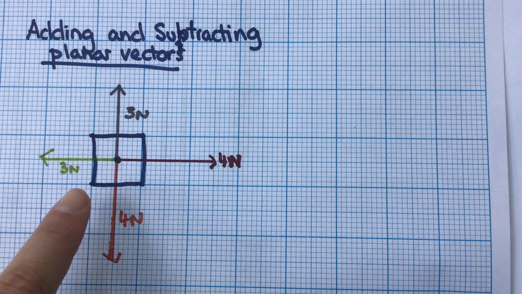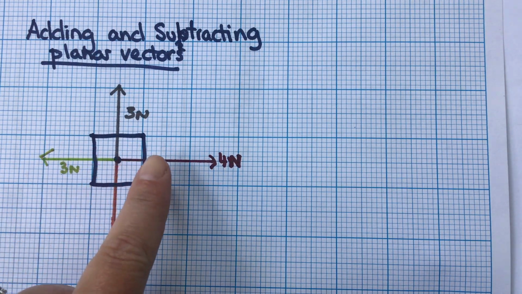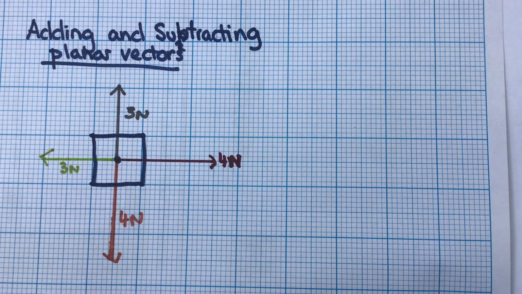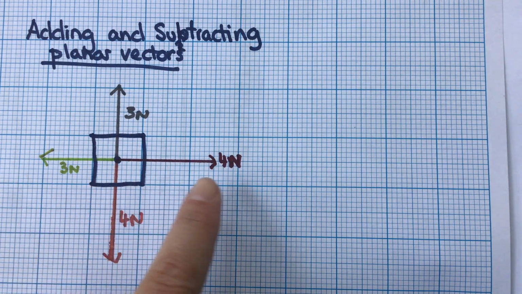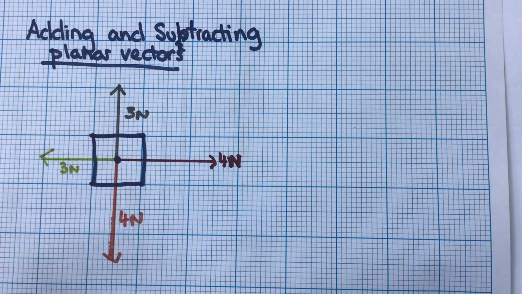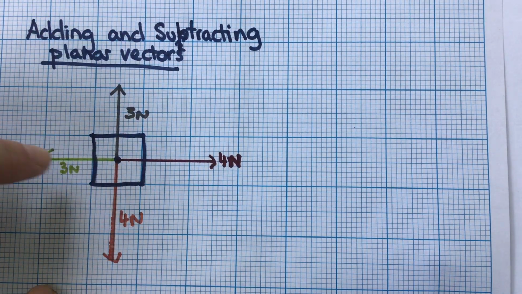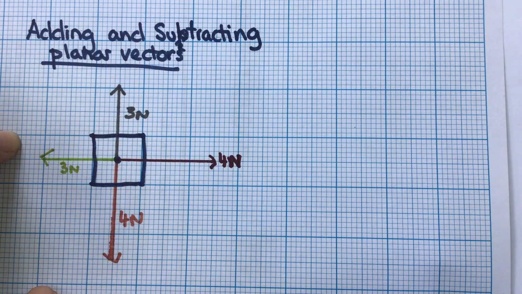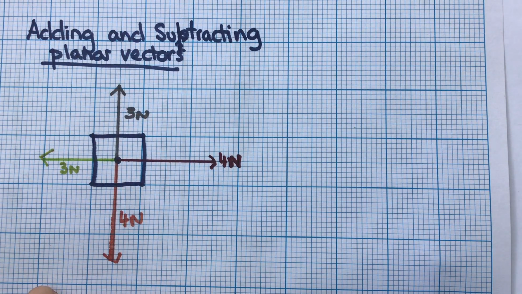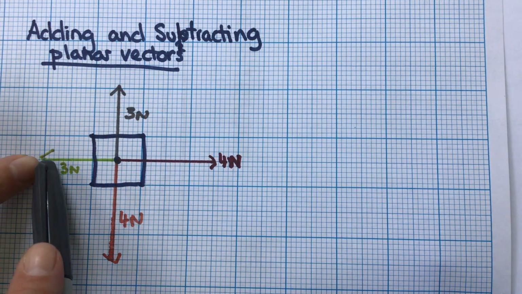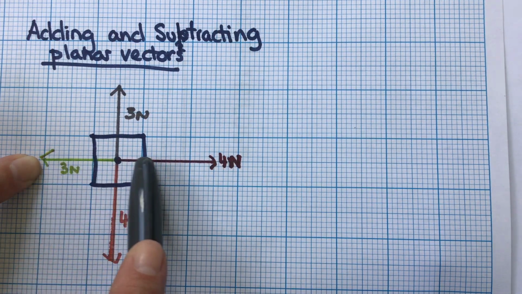So if these vectors are planar, they're to an extent either acting forwards or backwards along that plane, and that makes it much simpler to add them together. If I wanted to find the resultant force acting on this box here, I need to look at all the different forces acting. I need to add them all together and find the overall force, or the resultant force as we call it. To start with, I'm going to add the forces in the same plane.